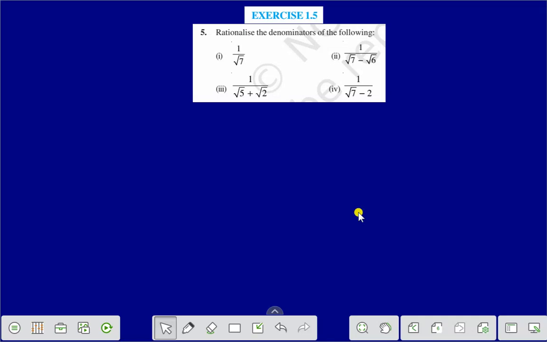Hello everyone. Today I'll discuss exercise 1.5 question number 5: rationalize the denominators of the following. Let us rationalize. Number 1 is 1 by root 7. We have to rationalize these denominators.